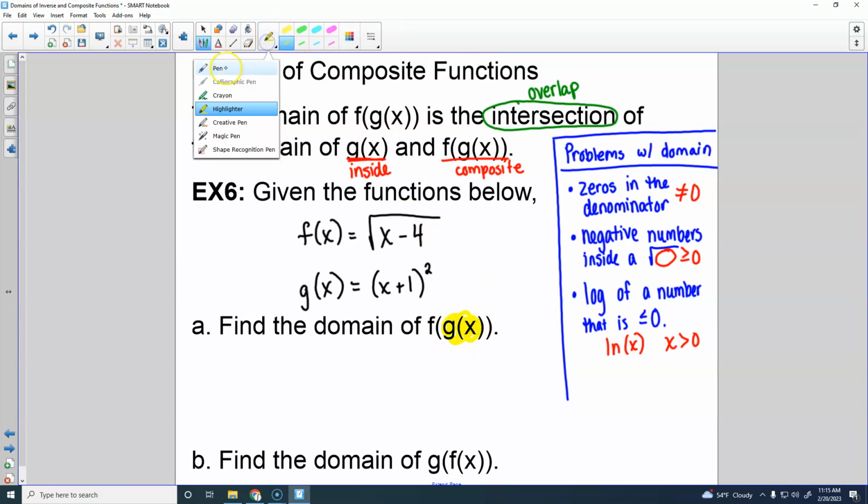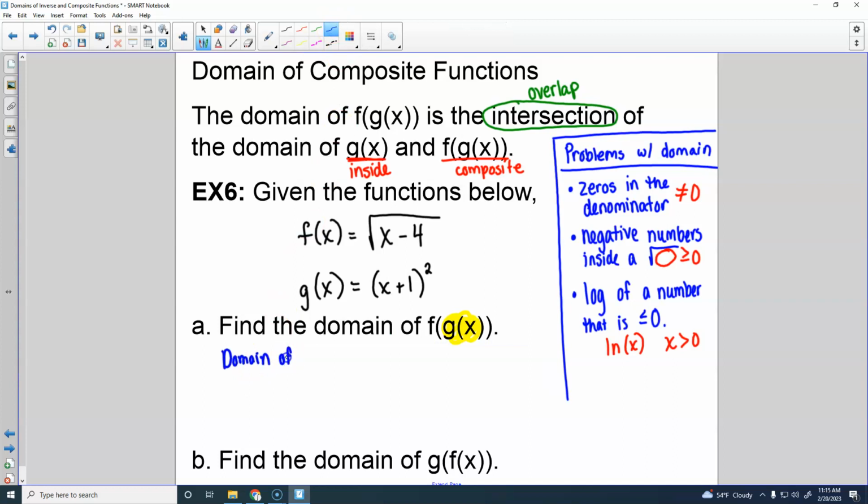Okay, so our domain of g of x. There's a lot of different ways you can think about finding this. First of all, g of x is just a quadratic. We should know how to picture a quadratic. No holes, no vertical asymptotes, doesn't end at any particular place. Its domain is negative infinity to positive infinity.